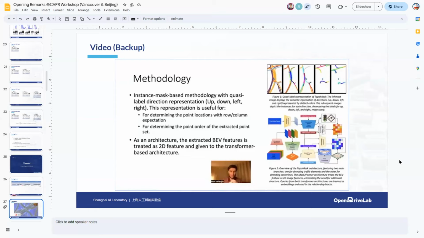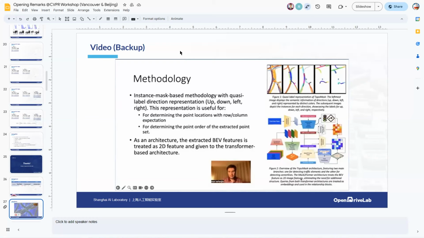It can be mixed, for example. So in order to obtain the flow information, we have utilized it to enrich the point set with order information. As you can see, Figure 2 shows the overview of the TopoMask architecture.